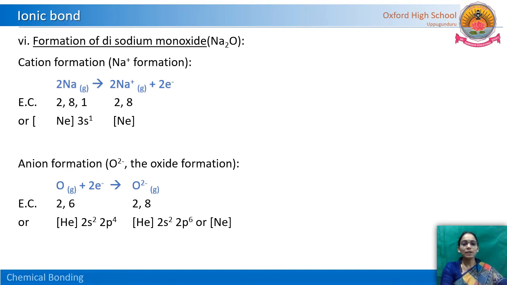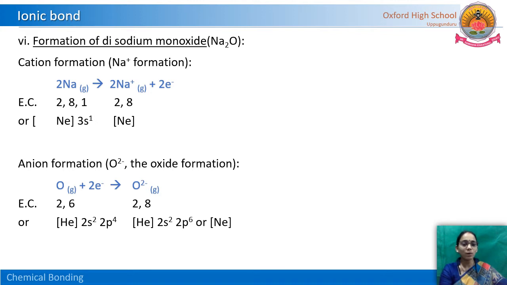This is the electronic configuration with 2s2, 2p4. Whereas after accepting these 2 electrons, it possesses 2s2, 2p6, which is the neon electronic configuration. Neon is 1s2, 2s2, 2p6. So the outer shell is completely filled with 8 electrons. Now we know the cation formation and anion formation.